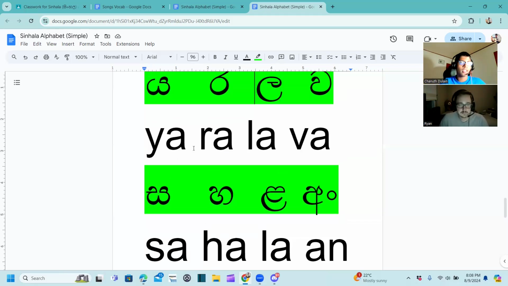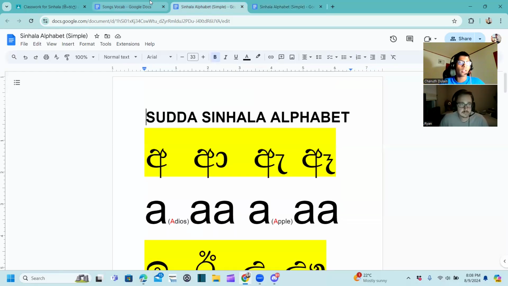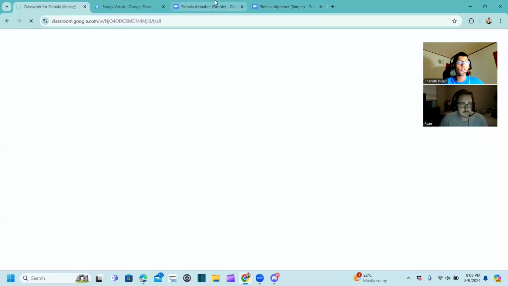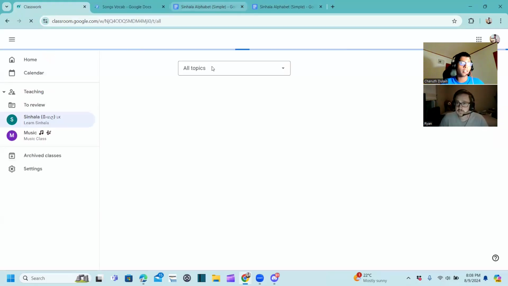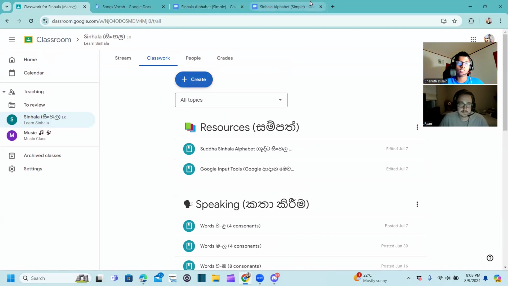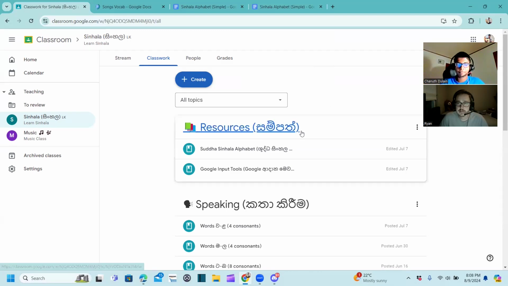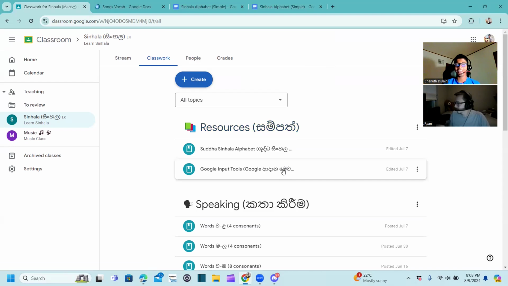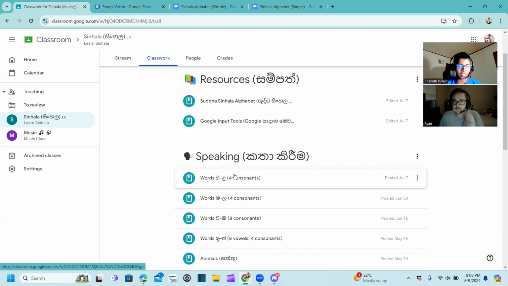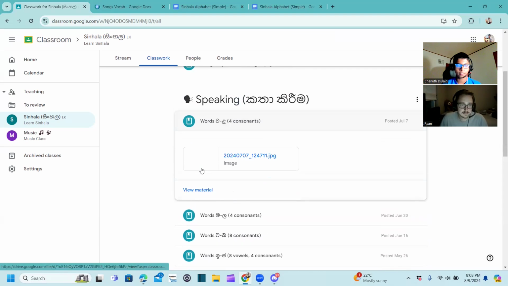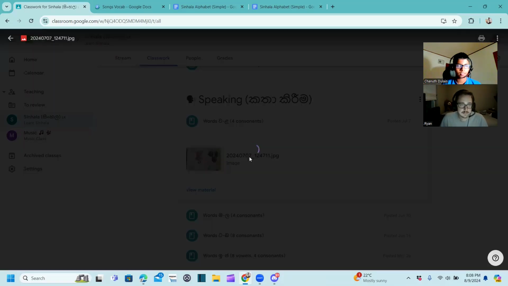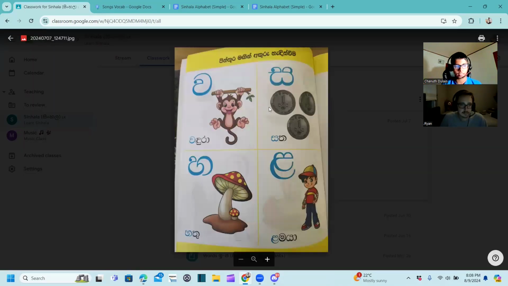Should we try to know a few words starting with those three letters, or should we go straight to the writing? What do you want to do? Let's do the words, and then we'll do the writing.